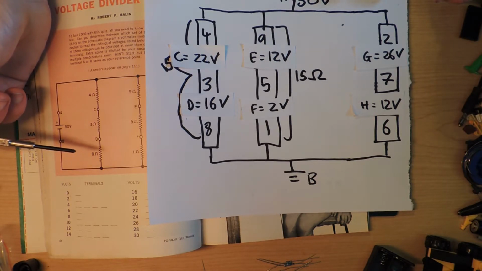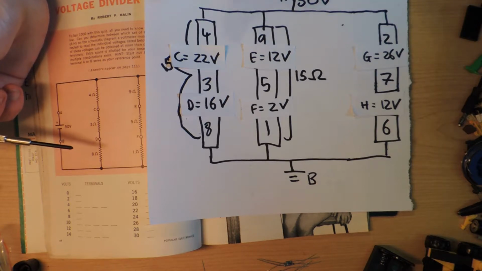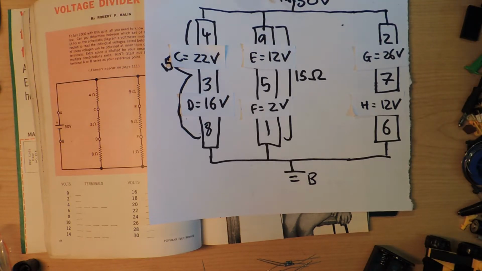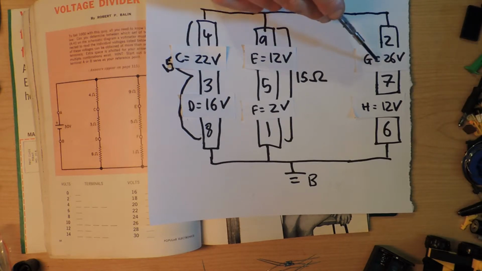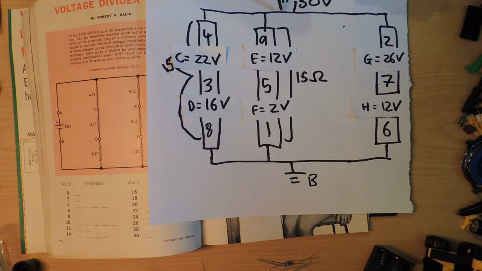Should be answers in the comments. Oh wait, of course, there is going to be one more, and I know where it is. It's from A to G. So A is at 30 volts, and then we go to G, and we have a voltage drop of 4 volts. There, so we've got A to G, G to D, C to H, and C to F.